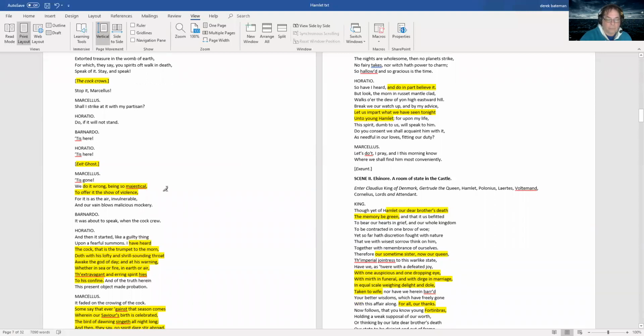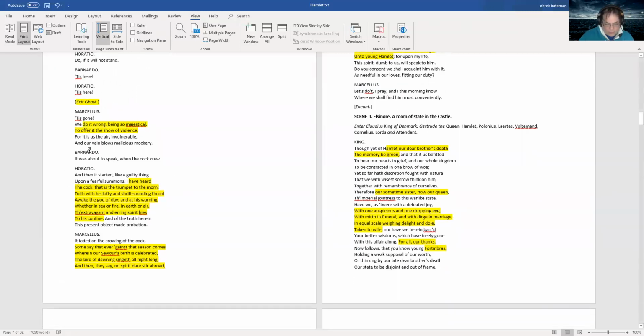"'Tis gone." And now Marcellus reflects, "We do it wrong, being so majestical, to offer it the show of violence." Maybe he's regretting. It was the king. It's the ghost of the king. But they were in a panic because they saw it was moving, going away from them, and they want answers.